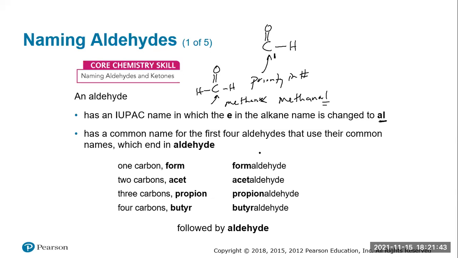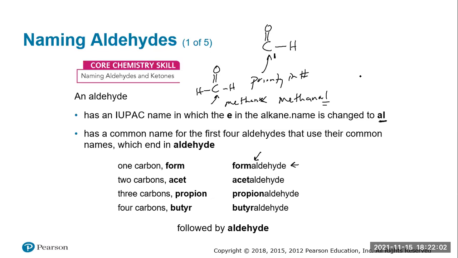By the way, the one with 1 carbon has a common name known as formaldehyde. So formaldehyde and methanal are both the same thing. You should be familiar with that. People use formaldehyde a lot. Again, methanal and formaldehyde are basically the same thing.